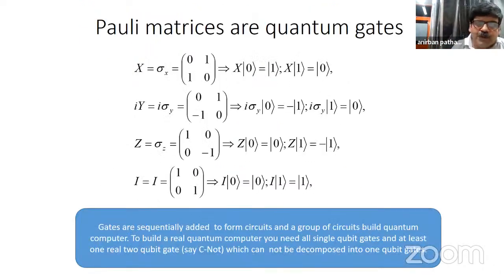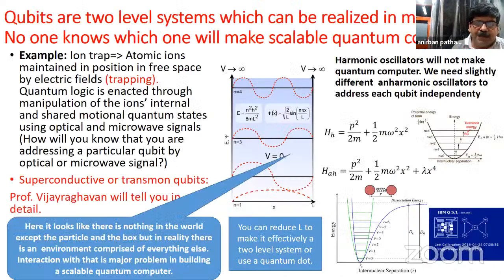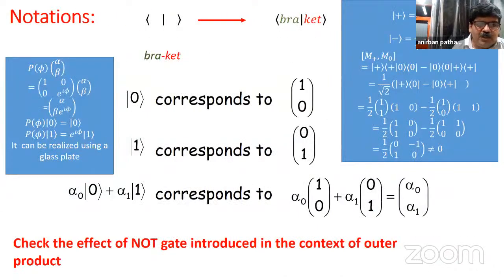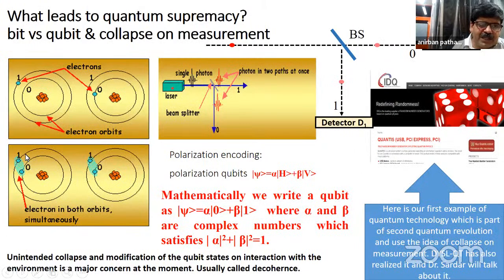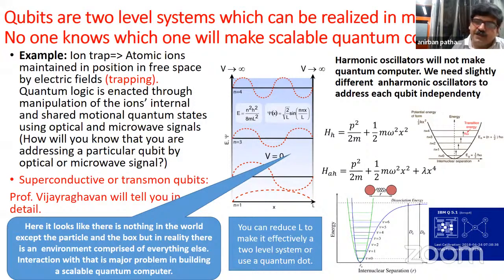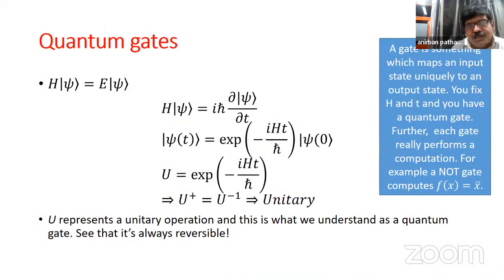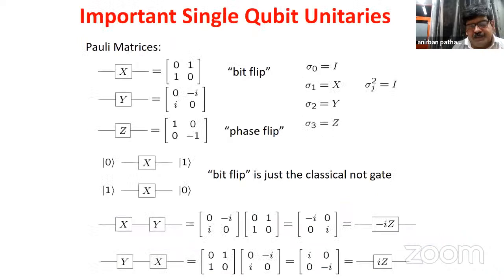Now, you want to visualize a quantum gate. Look at this picture. You have a zero level and a one level. There is a laser which takes it from 0 to 1, and the same laser takes it back from 1 to 0. That laser is a NOT gate because it's changing 0 to 1 and 1 to 0. So the notion of gates is no more like your traditional semiconductor gates. It can be realized in many different ways.